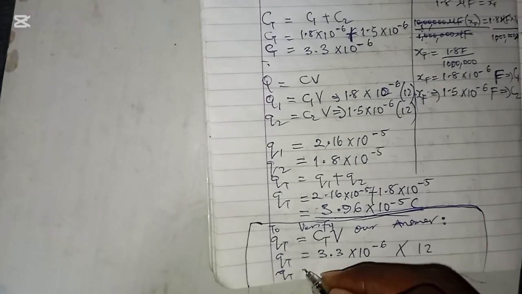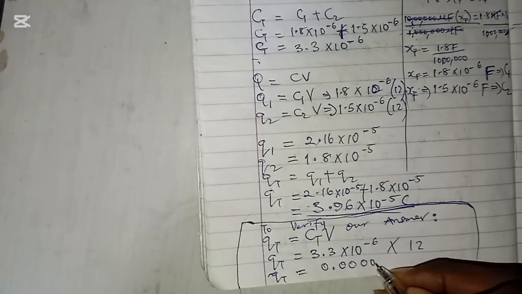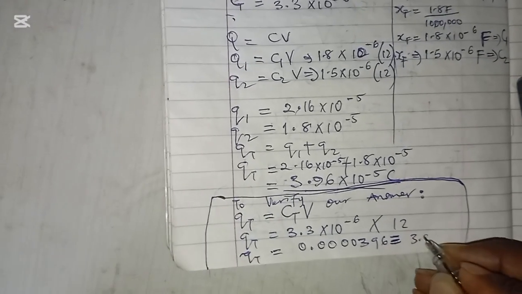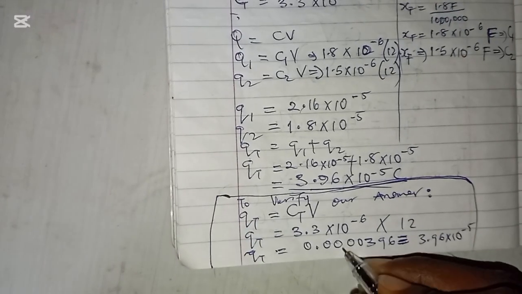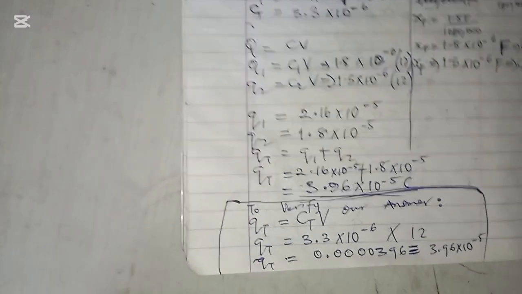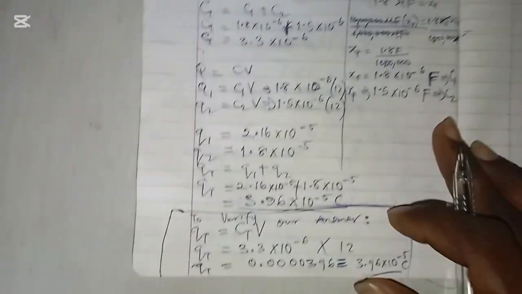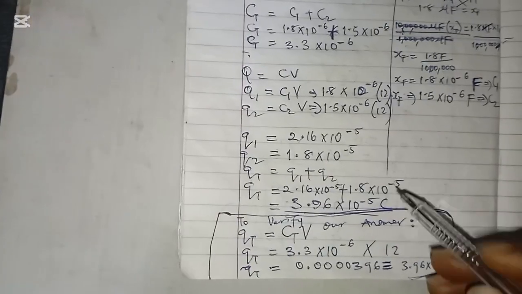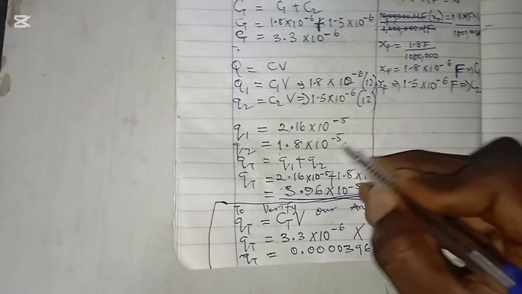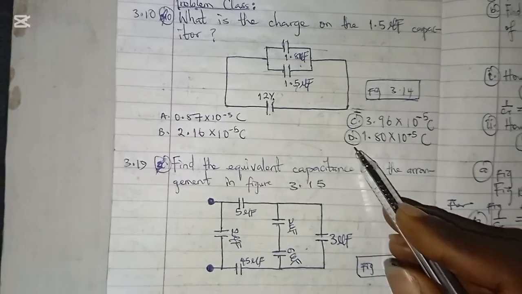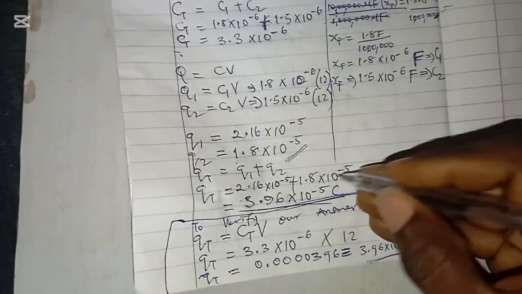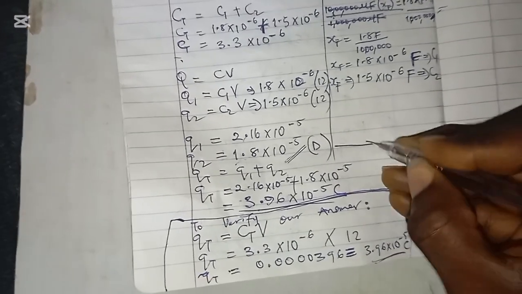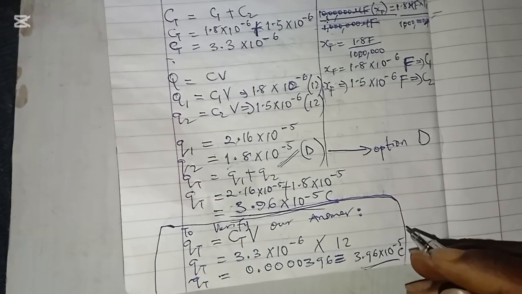So you get QT is equal to 0.0000396, which is equivalent to 3.96 times 10 raised to the power minus 5 coulombs. So that means we are correct. And if they ask us the charge on Q2, that the question asked us, it is simply 1.8 times 10 raised to the power minus 5. So our answer is, let's check the options there, option D. Option D is our answer.